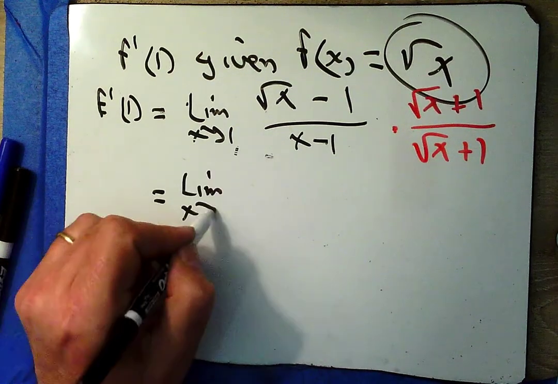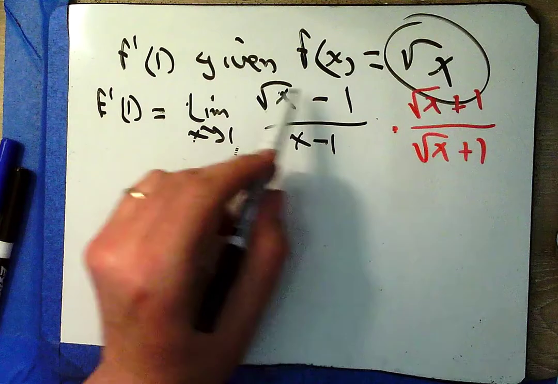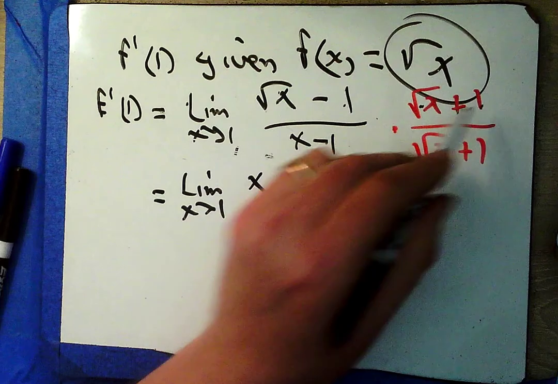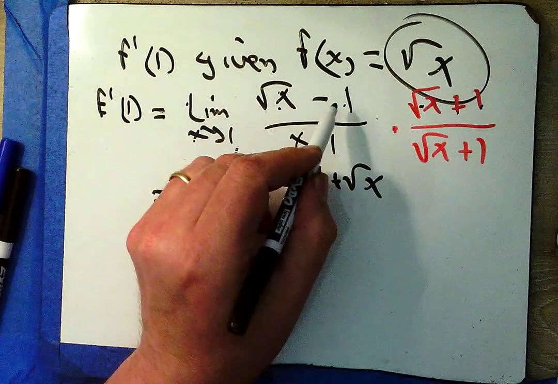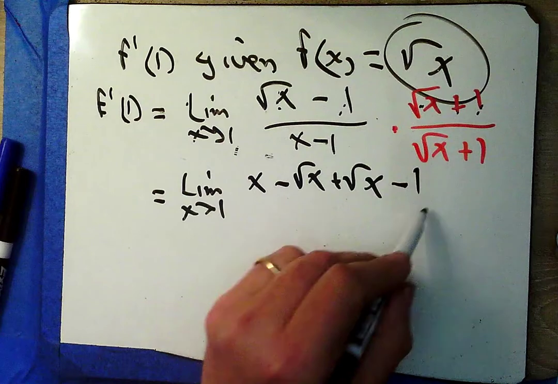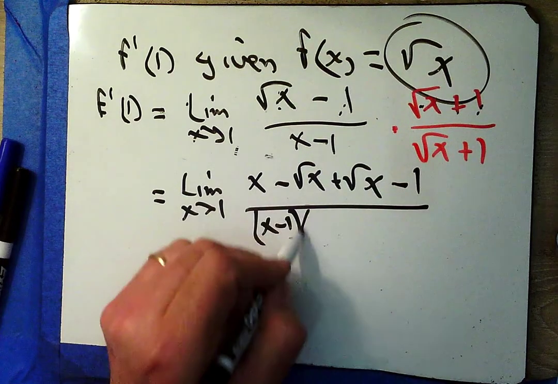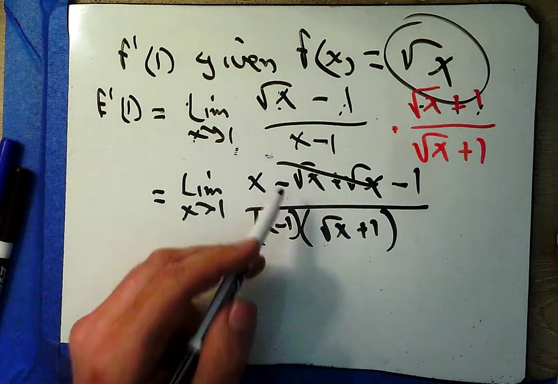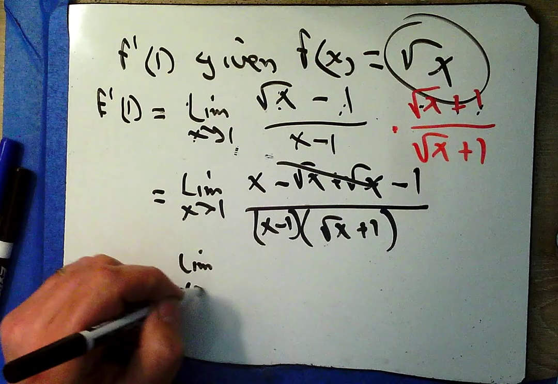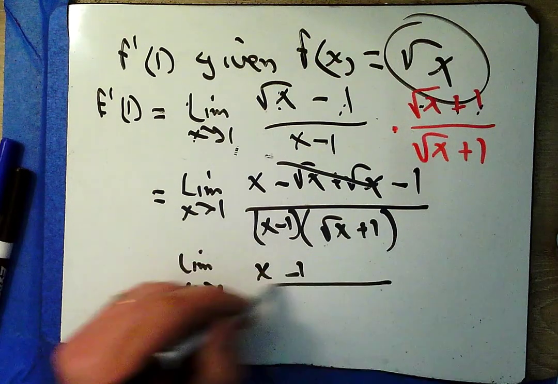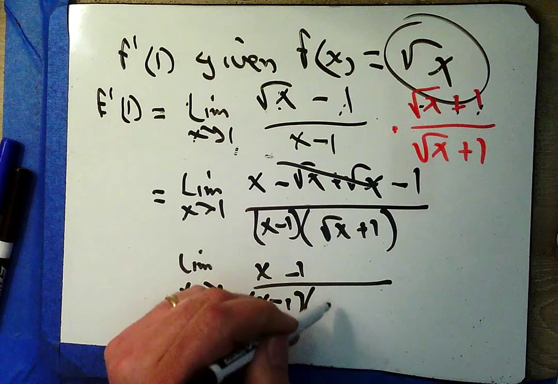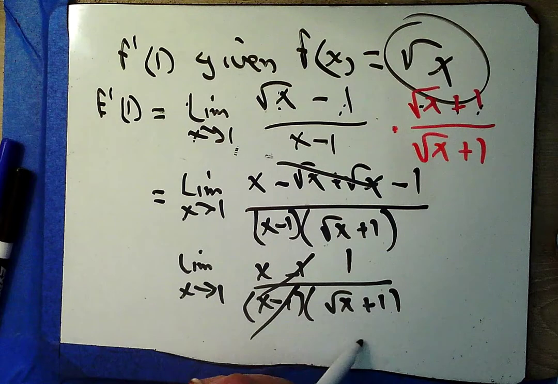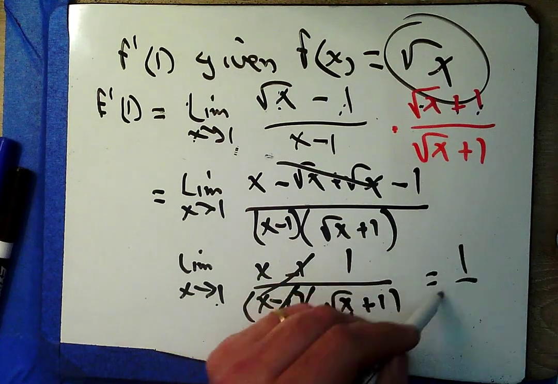So where does that take me? The limit as x approaches 1 of this times this, minus this times this, plus this times this, minus this times this, over x minus 1 times square root of x plus 1. Well, the middle terms cancel, and now what am I left with on the top? It's the limit as x heads to 1 of x minus 1 over x minus 1 times square root of x plus 1. And then I can cancel these and just have this, and look, I can do my direct substitution now.